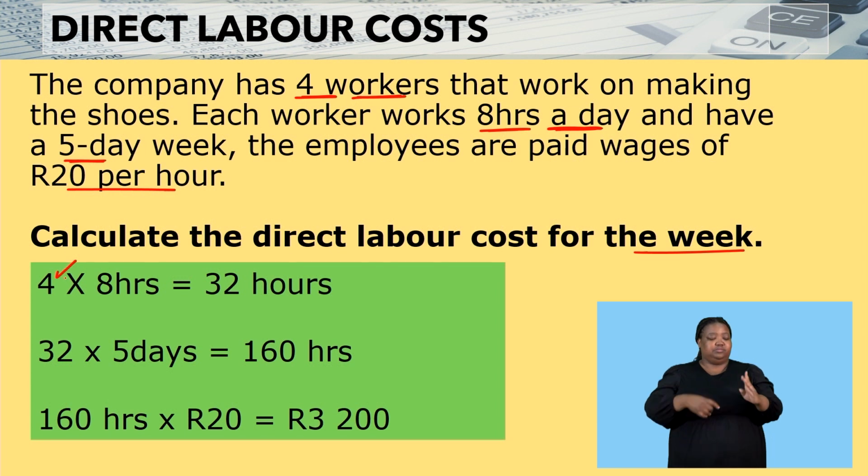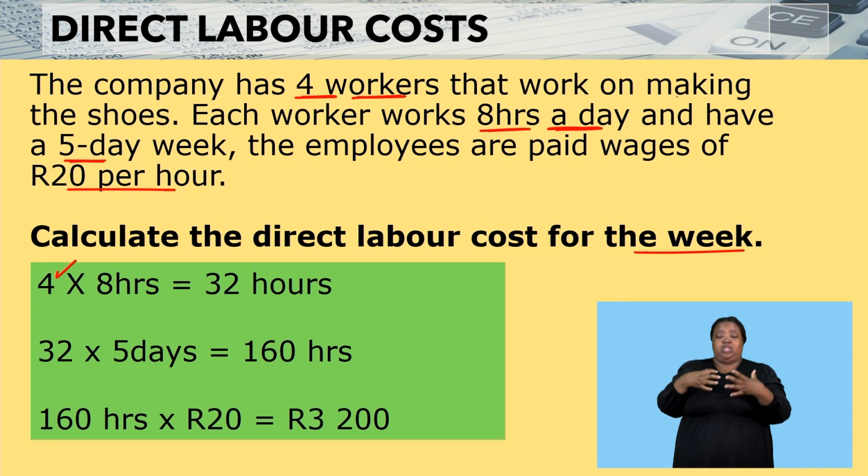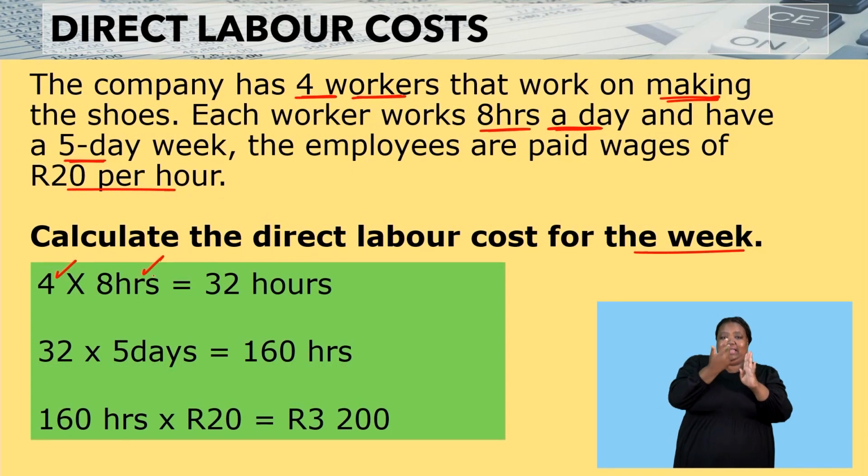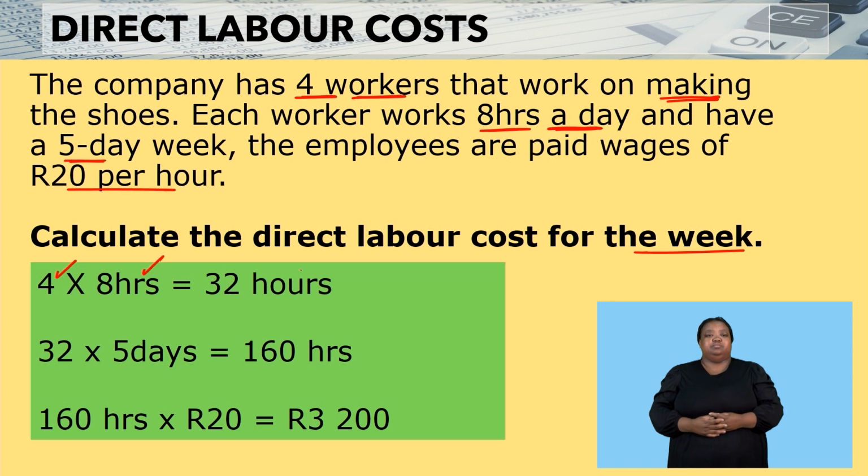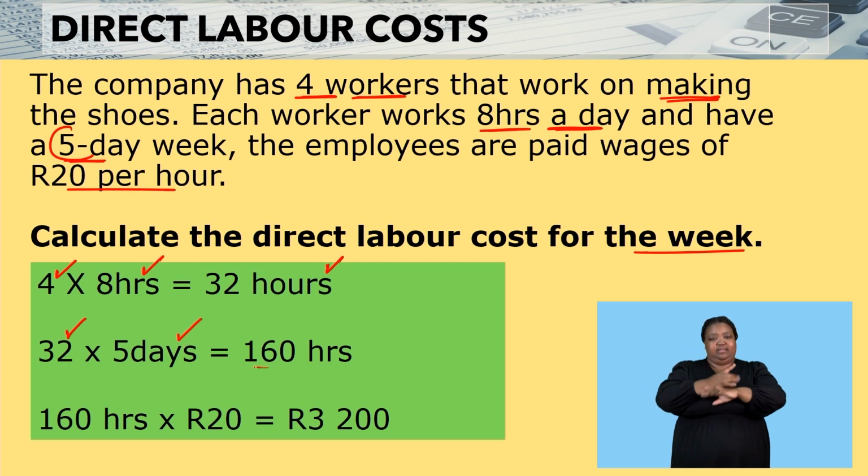We have 4 employees, 4 workers that are working on the shoes. They are making the shoes. That means they have their hands on the shoes. Direct labor. So there are 4 employees. Each worker works 8 hours a day. So each worker is working 8 hours per day, as you can see there. Therefore, the total number of hours being worked is 32 hours. All right? So 4 employees, 8 hours per day, 32 hours in total per day. Then I say my 32 hours in total per day, because they're working a 5-day week, multiplied by 5 days. That gives you 160 hours. This is the total number of hours per week, 160 hours.